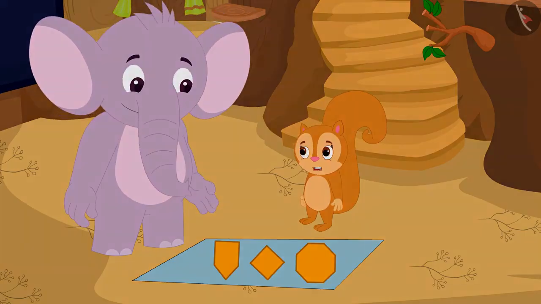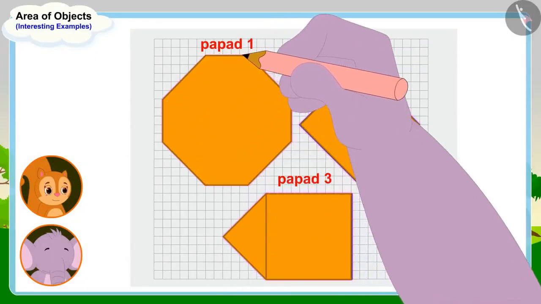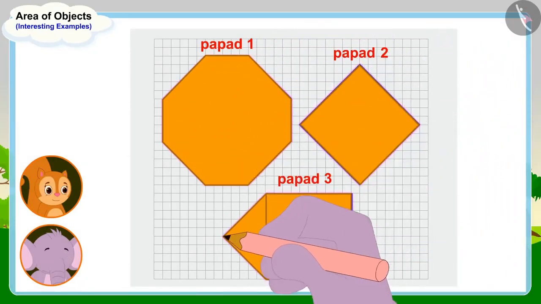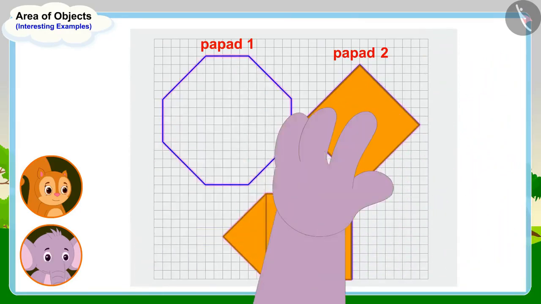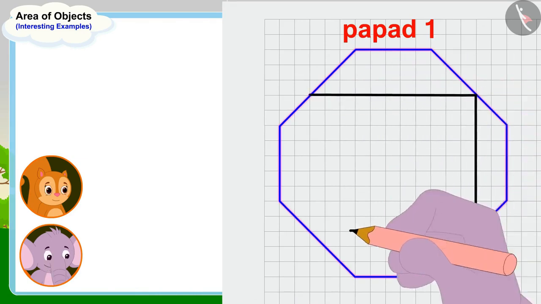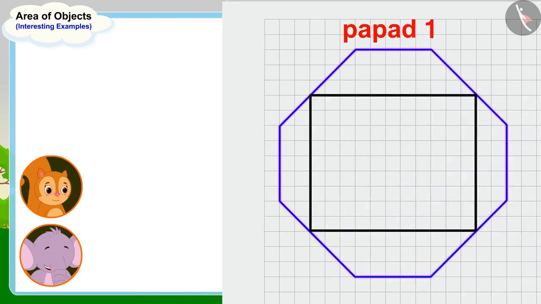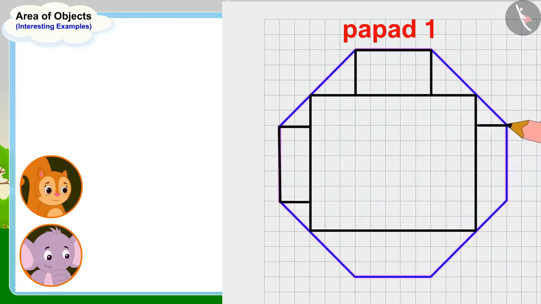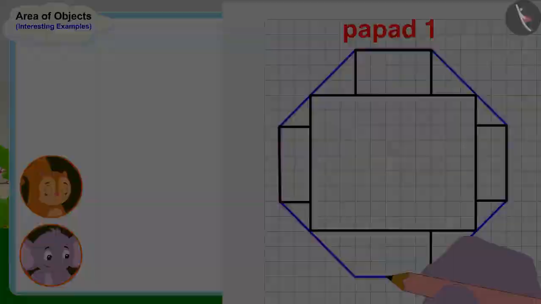Appu told Chanda. Appu then made outlines of papads of all three shapes on the paper with the help of a pencil. Let's first find the area of this shaped papad. Let me first draw this rectangle in this shape here so that it is easy to find the area. Appu made a rectangle like this in the shape of the first papad.